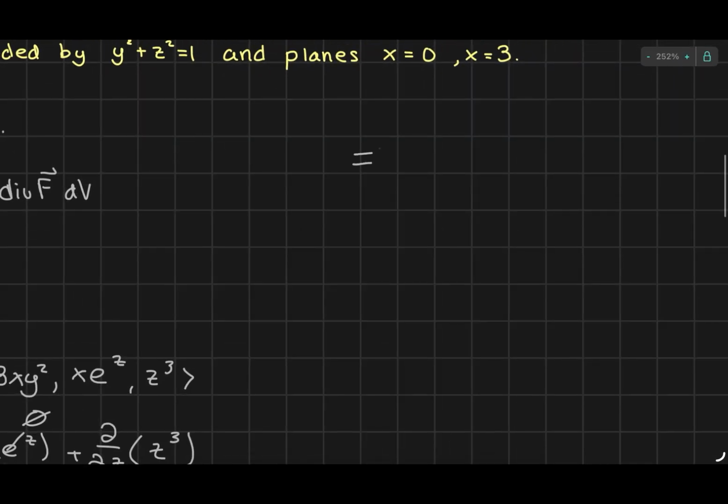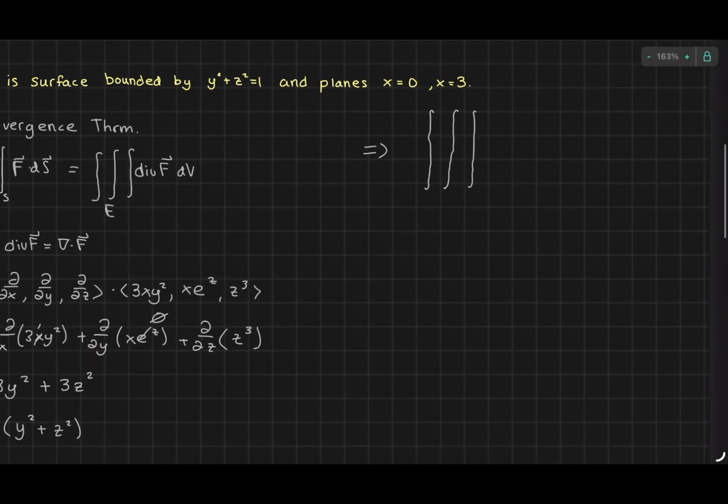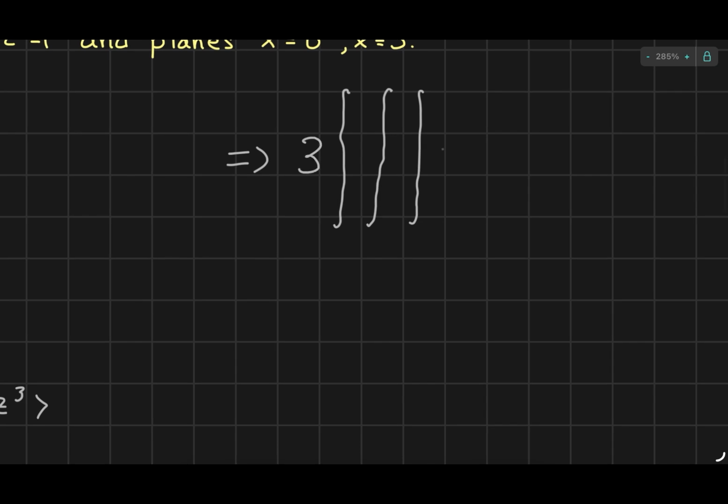So demonstrating what I'm talking about here, we're going to turn this into cylindrical, and how we're going to do that, it's procedurally the exact same. Let's go right at our integrand here. We're going to pull out that 3, why not? y squared plus z squared.